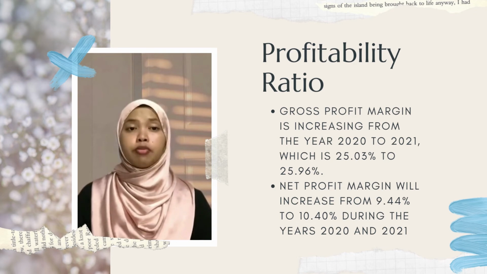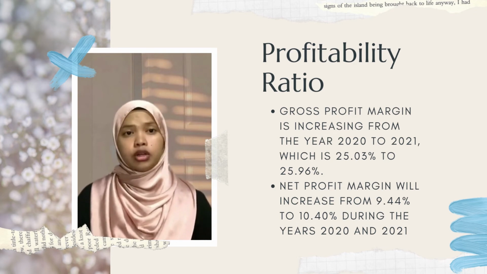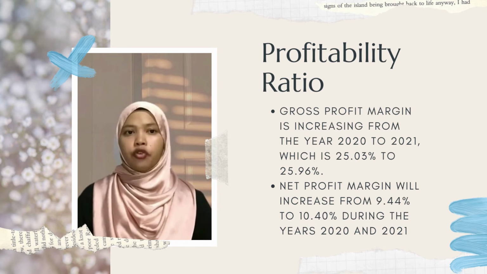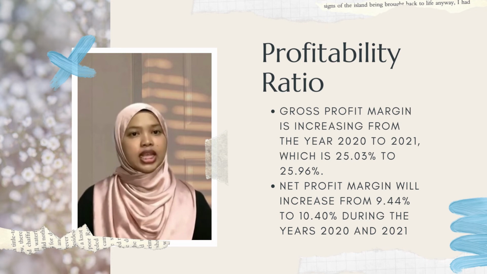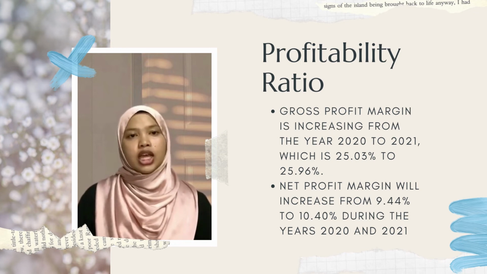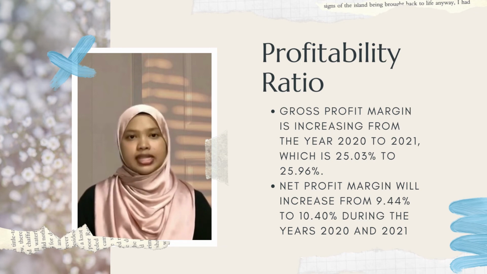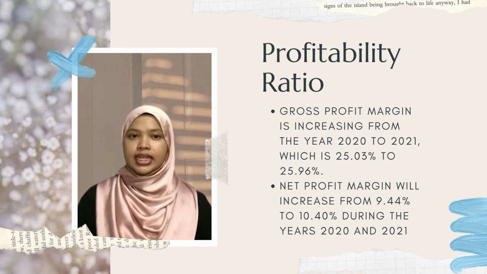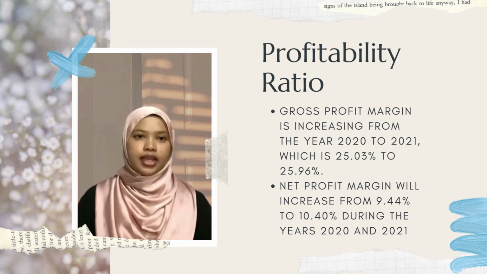Now we move to the profitability ratio. Overall, we can see the current performance of Cocoaland Holdings Berhad is good in terms of profitability. The gross profit margin for 2020 is 25.03% and increasing in 2021, that value is 35.96%. It means in 2021, for every 1 ringgit of sales generates 26 sen of gross profit.